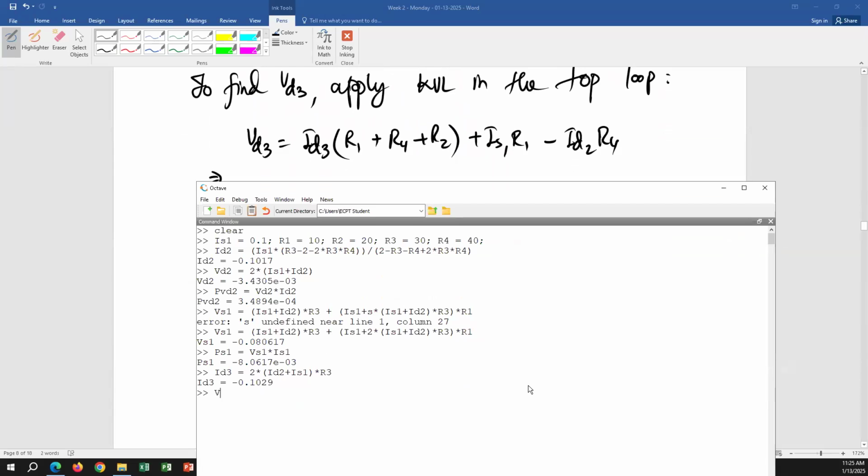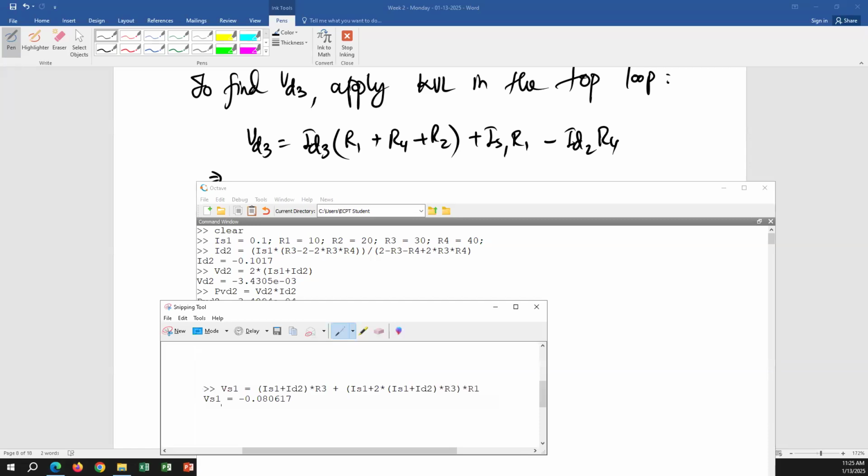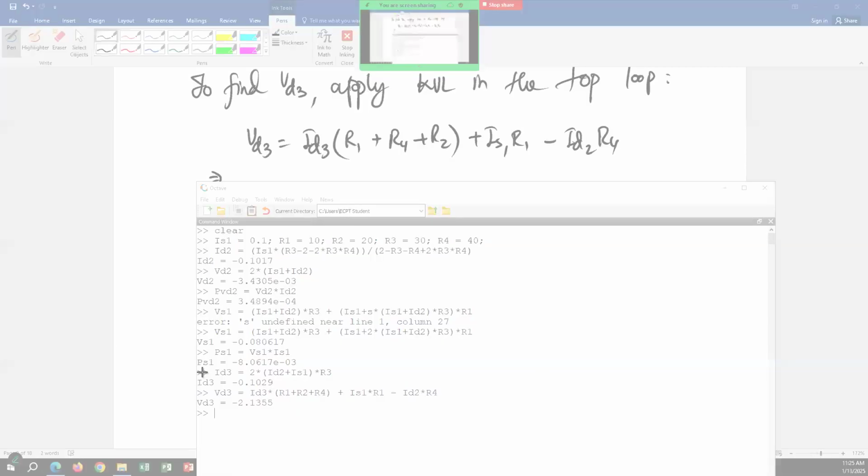Okay, so VD3 is ID3 times R1 plus R2 plus R4, plus IS1 times R1, minus ID2 times R4. So VD3 is coming out to be negative as well. That means that source is absorbing power instead of supplying power. Let's go ahead and snip it.